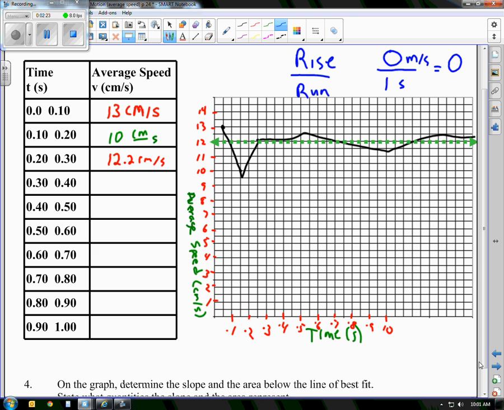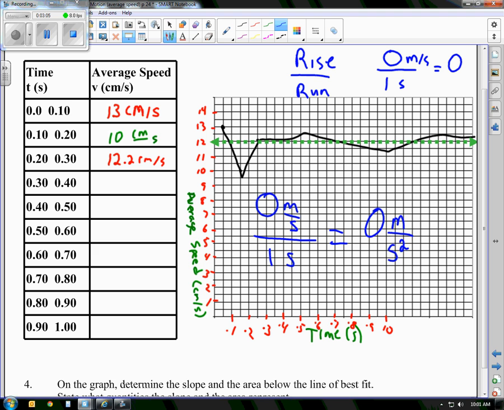So we've got 0 meters per second divided by 1 second. What is that answer? 0 what? So it's not distance. So take a look. In this case, we have 0 meters per second divided by 1 second, which we said was our run. And so our units are going to be 0 meters per second squared.